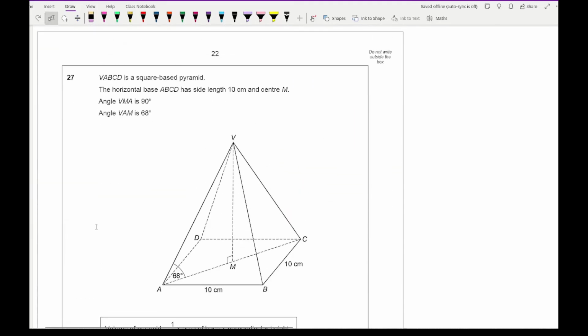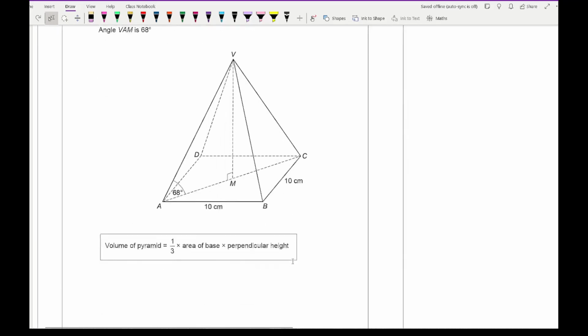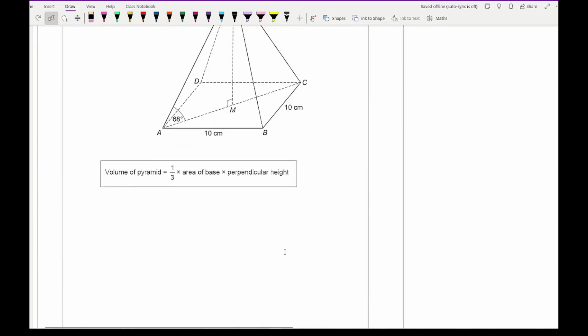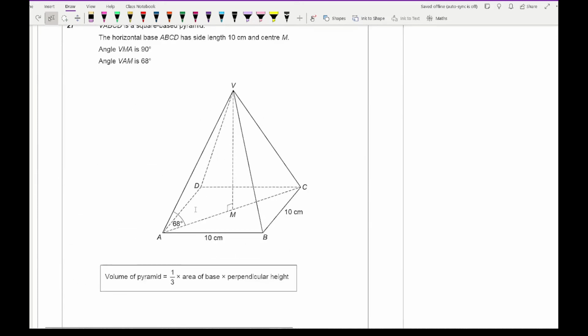Then for question 27, it says ABCD is a square-based pyramid. The horizontal base ABCD has a length of 10 and a center M. Angle VMA is 90 degrees. Angle VAM is 68 degrees. We've got the volume of a pyramid here, and the question is asking me to work out the volume of the pyramid. So first things first, I need to work out the perpendicular height.